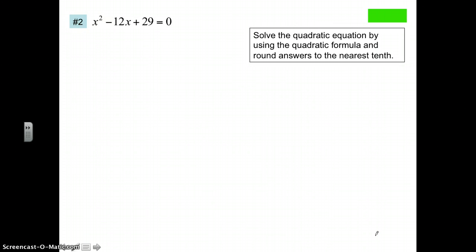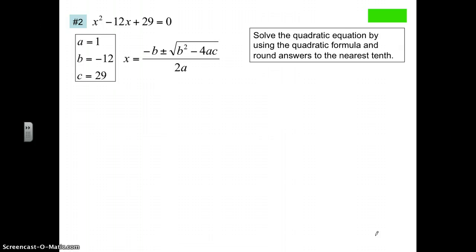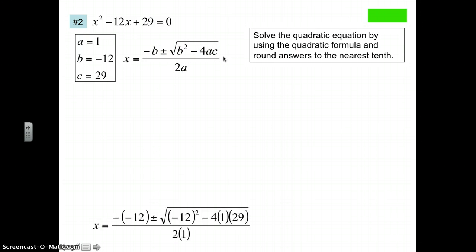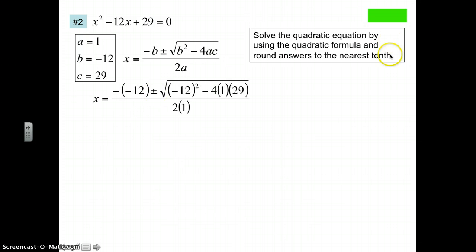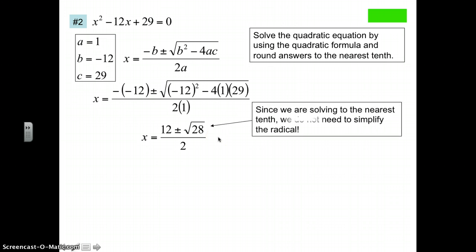Now let's see here. We have example 2. Solve the quadratic equation, rounded to the nearest tenth. It's already equal to 0, so I find my a, my b, and my c. That's my quadratic formula. You will need to memorize this. Negative b plus or minus the square root of b squared minus 4ac all over 2a. Remember that little song? Substitute my values. Remember, put everything under the radical sign in your calculator. You will get 12 plus or minus the square root of 28 over 2.